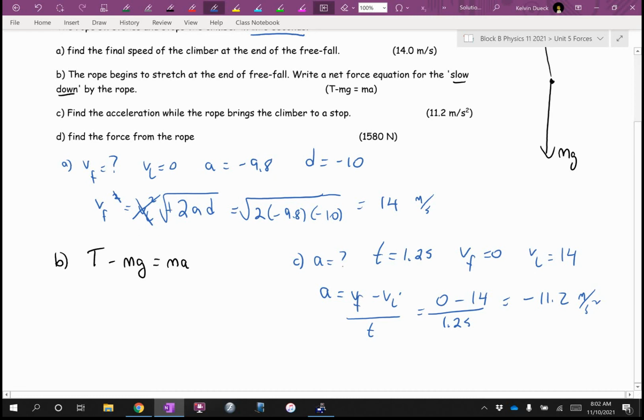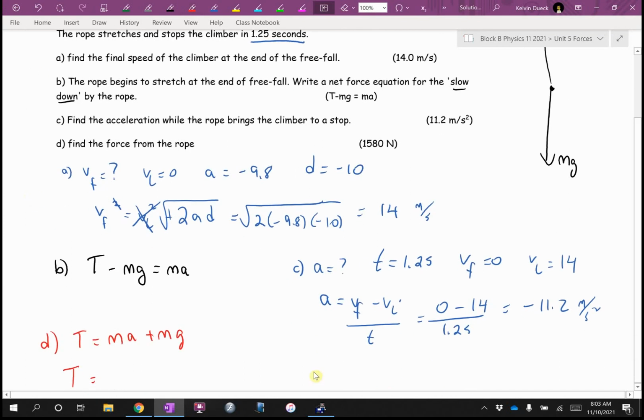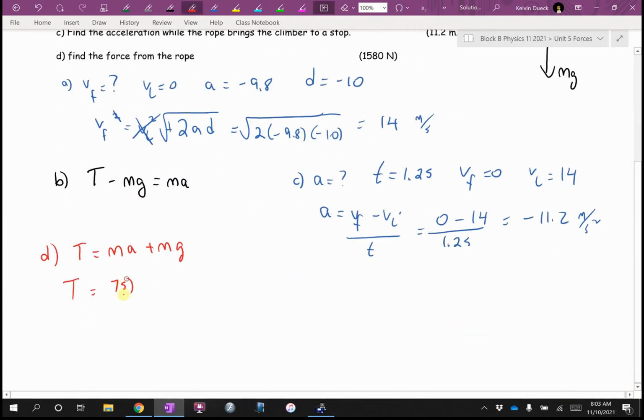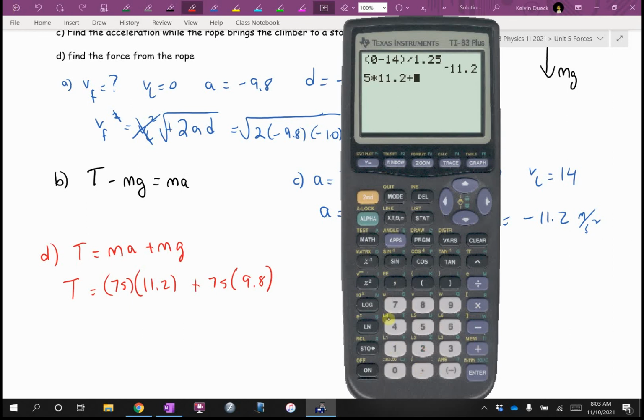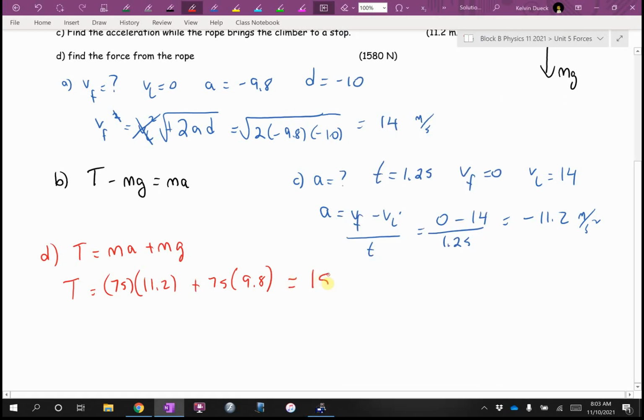But then to do part D, find the tension, how would I get the T by itself in this equation? I would add the mg over. I'm not going to put the negative in for A. I'm going to get ma plus mg. It's just going to be the mass, which I'm pretty sure they told me, 75, times 11.2 plus 75 times 9.8. Not going to put the negatives in here. I take care of negatives with my winner minus loser here. And I'll get 75 times 11.2 plus 75 times 9.8. And, typo, Mr. Dewick. And that's where the 1,575, or I think I wrote it as 1,580 newtons comes from.